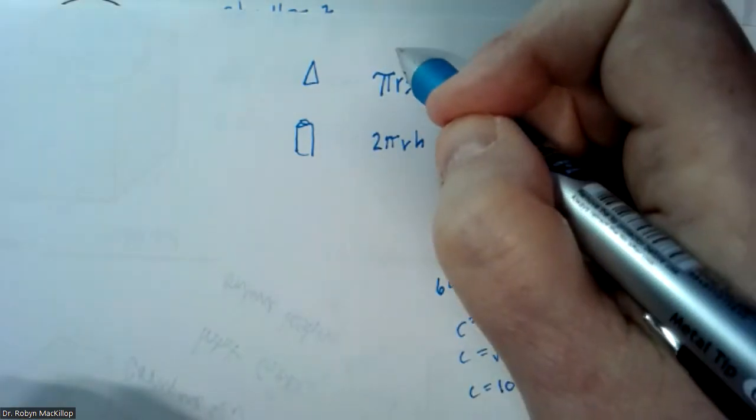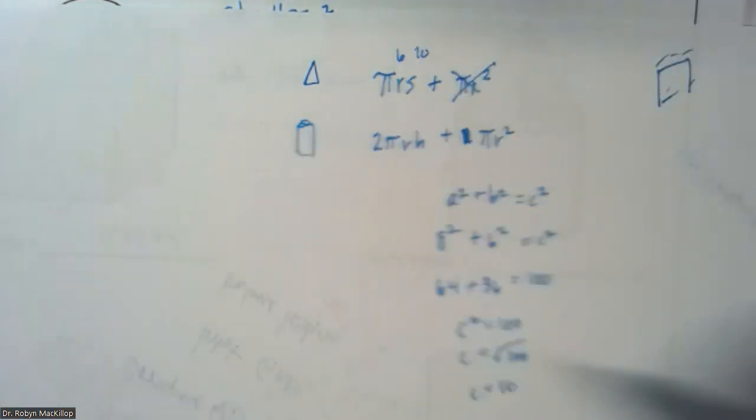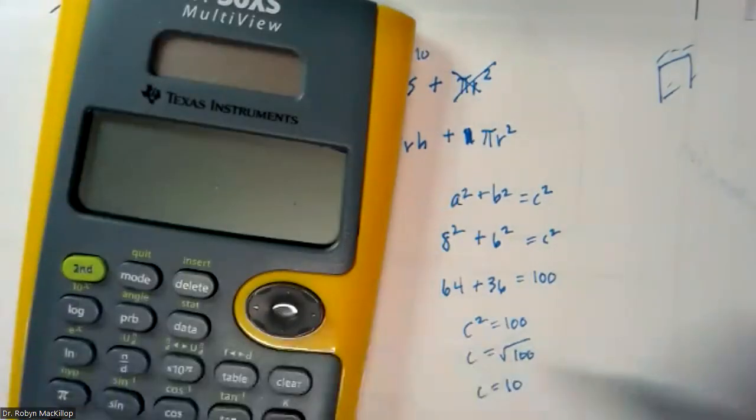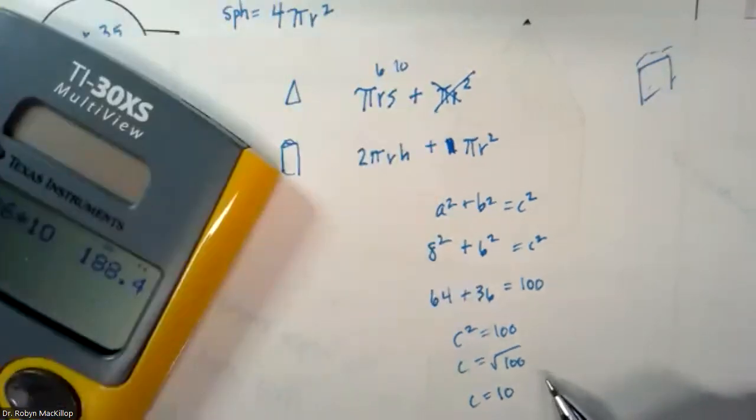All right, so it's pi times radius, which was 6, times the side, which is 10. Let your calculator do that because you've got that pi. 3.14 times the radius was 6 times the side was 10. 188.4.